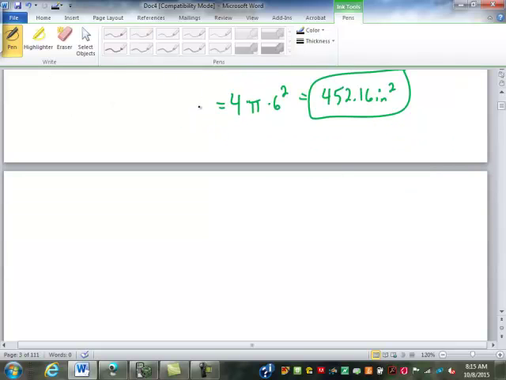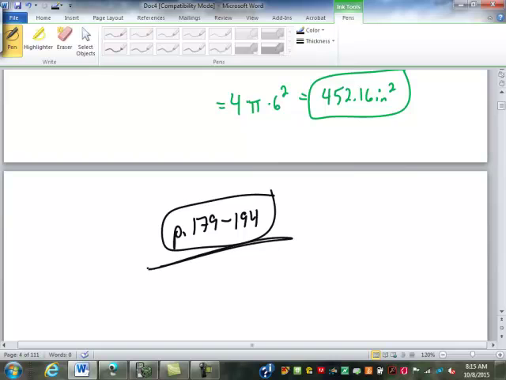There was a packet I handed out to you a while back. Actually, you know what? I think I might have to give you a new packet. And this new packet is going to be pages 179 through 194. I think I've got to give you a new one for that. So I will hand that out right now.